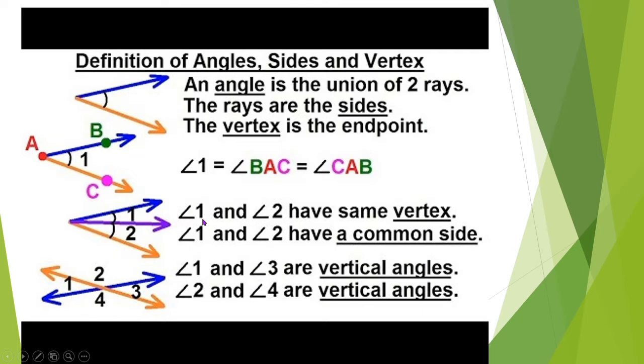So as you can see, angle 1 and angle 2 have the same vertex. This is the vertex point, the angle point. And angle 1, angle 3 are vertical angles. These are the vertical angles. Angle 2 and angle 4 are the vertical angles.